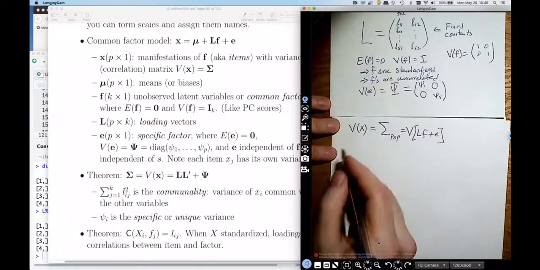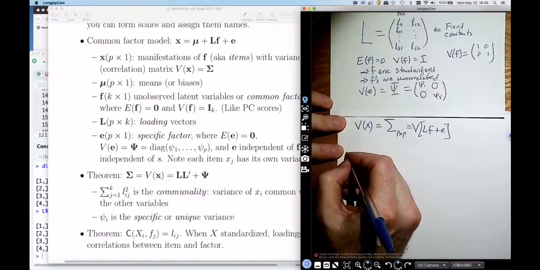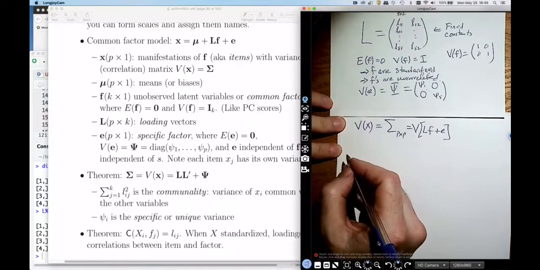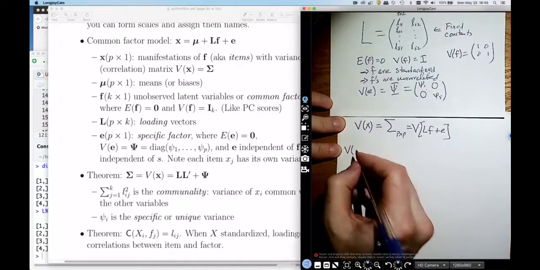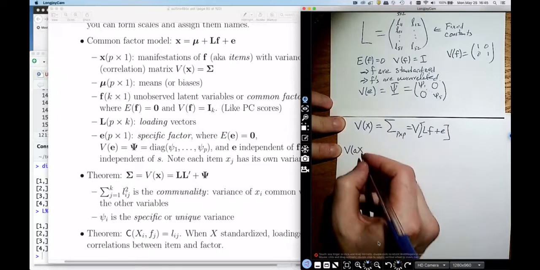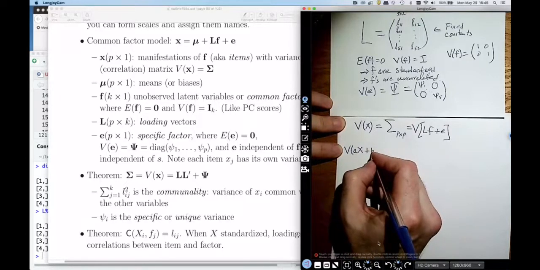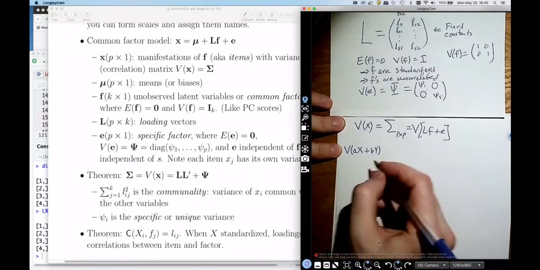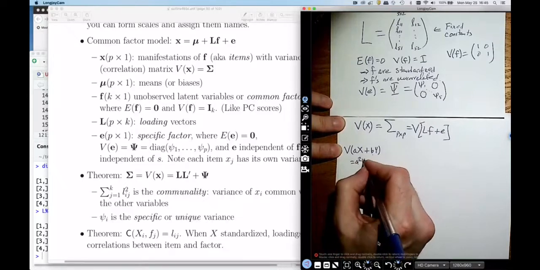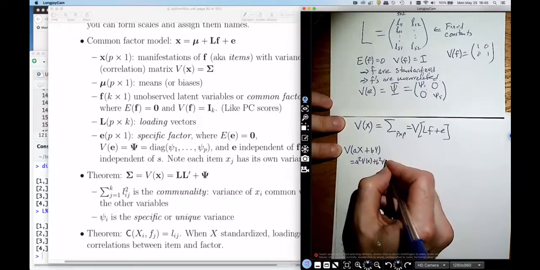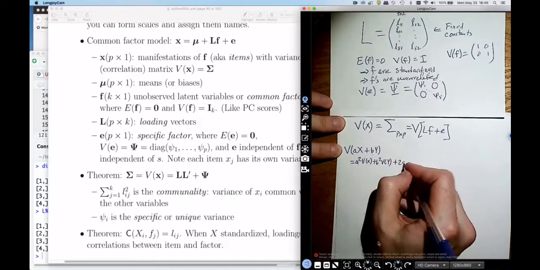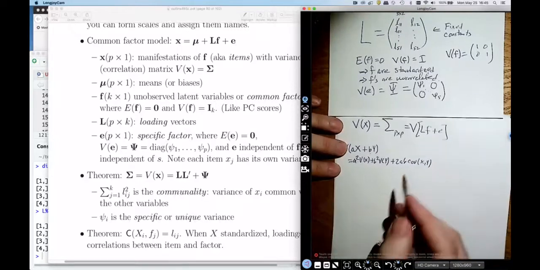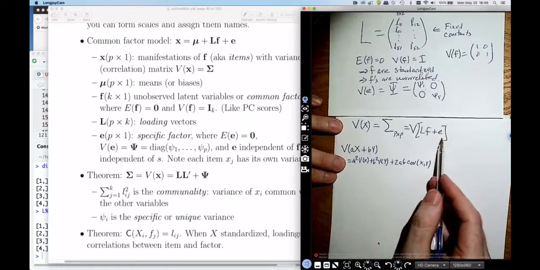Now, I'm just going to go off to the side here for a second and remind you of a very important result from univariate probability theory. So back in univariate probability theory, if you had two random variables, say x and y, and a and b are constants, we can find the variance of this sum as follows. This is just going to be a squared times the variance of x plus b squared times the variance of y plus 2ab times the covariance of x and y. All right, well, we're going to apply that to this expression.